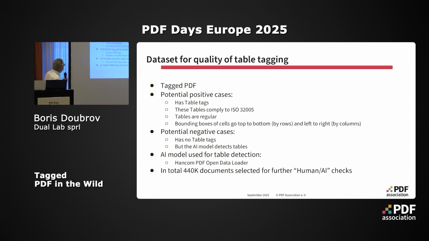Well, we also had a few potential negative cases, tagged PDFs which have no tables, but we ran the Hancom PDF open data loader, a hybrid system for table detection, that still was detecting some tables inside. So maybe there are tables, but people didn't tag them as tables. So in total, we selected a relatively small number of 440K documents, but these were then analyzed and went through the AI model.